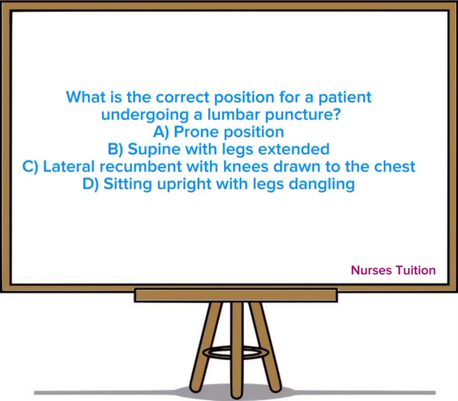What is the correct position for a patient undergoing a lumbar puncture? A. Prone position. B. Supine with legs extended. C. Lateral recumbent with knees drawn to the chest. D. Sitting upright with legs dangling.